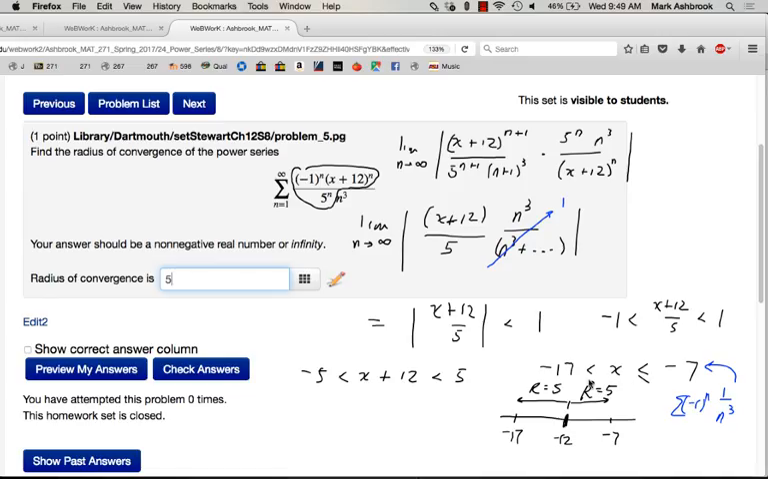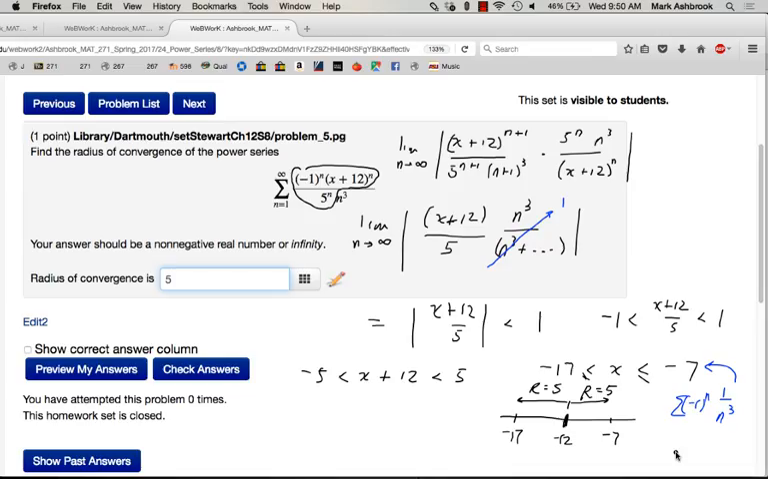So this one too. If we were doing the interval, it would include the endpoints: negative 17 less than or equal to x, less than or equal to negative 7. But that doesn't change the radius, whether we include those or not. The radius is a distance, so it doesn't matter whether that's an open circle or a closed circle on the endpoints. So the radius is 5. Questions on this example?